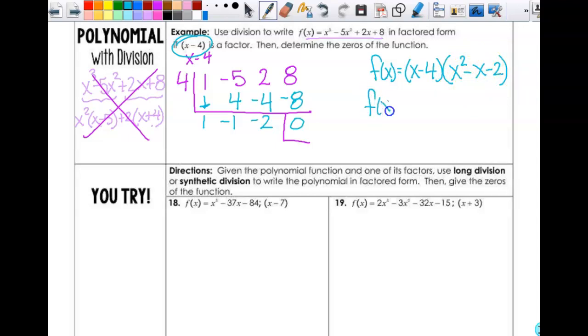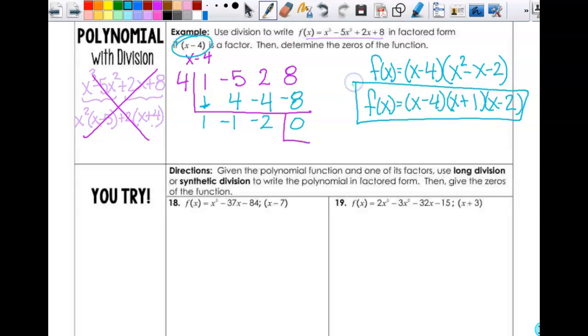So f of x is equal to x minus 4 times, and then I can jump to 2 parentheses because that is 1, so this is x and x. The signs are opposite, and it's going to be a +1 and a -2. So this is my fully factored form, which it said, use division to write in factored form. Boom, there's factored form. Then once it's in factored form, I want the zeros, which is super easy. I would have -1, 2, and 4.